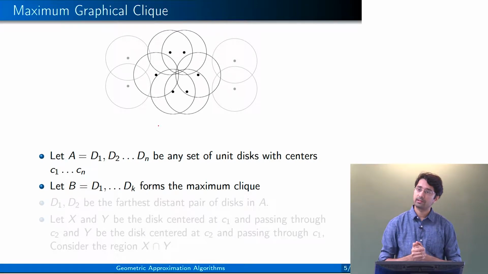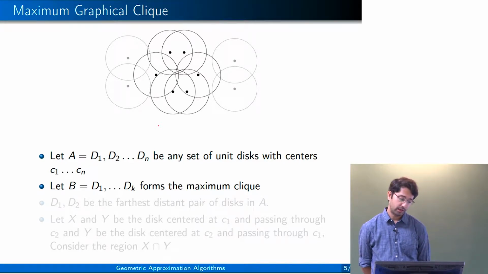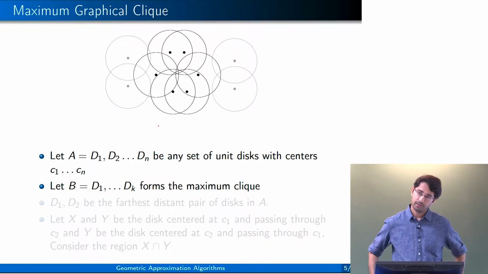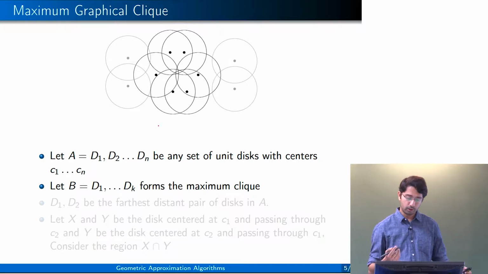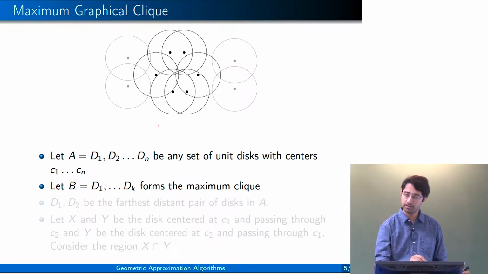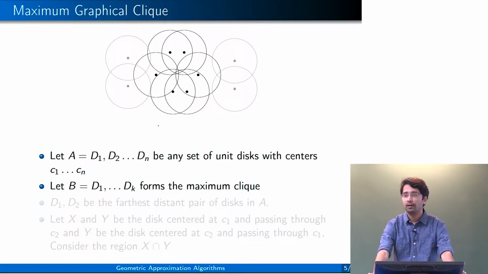Before we begin, let us fix some of the notations. Suppose we are given a set of unit disks d1, d2, dn, and we are also given the unit disk representation of these disks, and the centers of those disks are C1, C2, Cn. The disks are d1, d2, dn, and the centers are C1, C2, Cn. Now, our objective is to find the maximum clique, right.